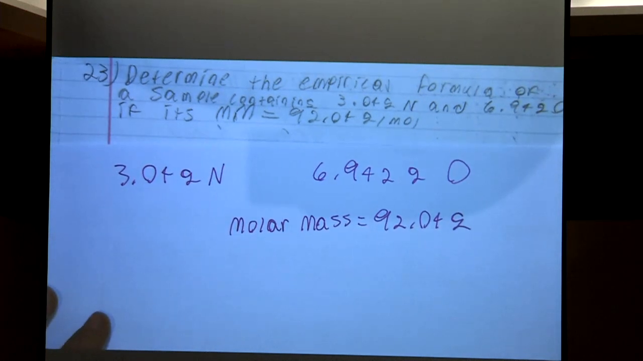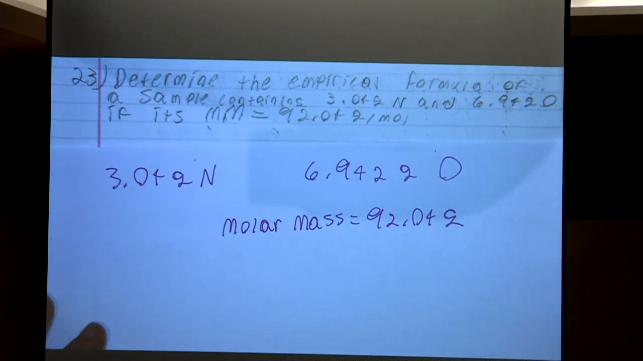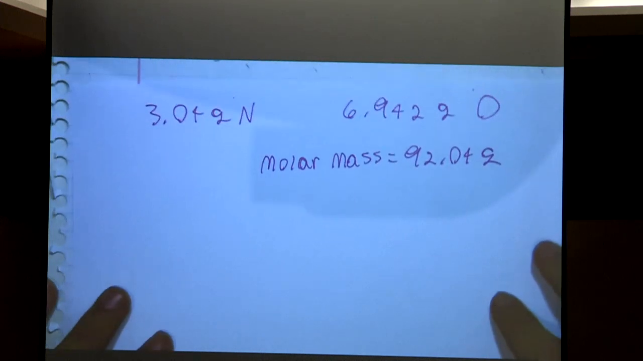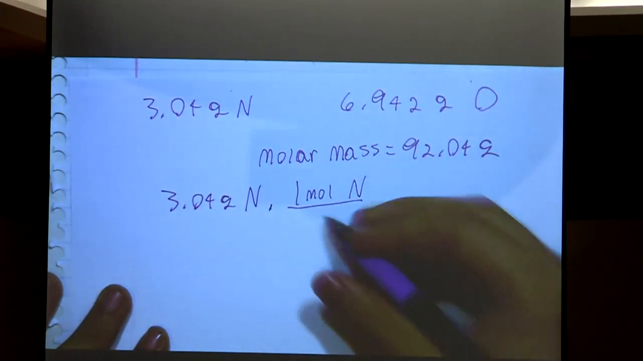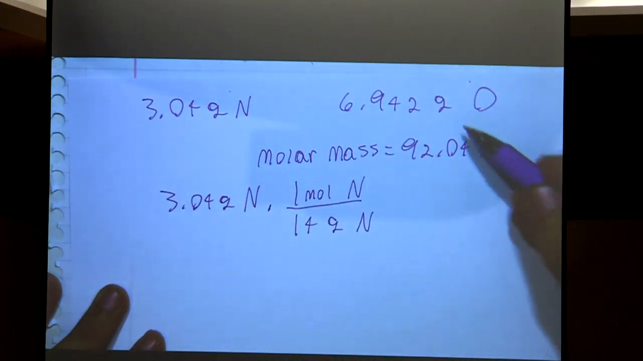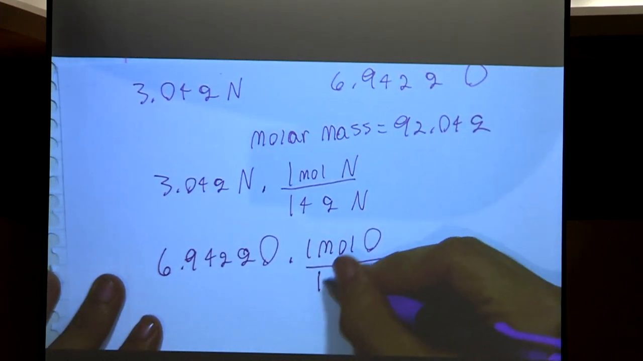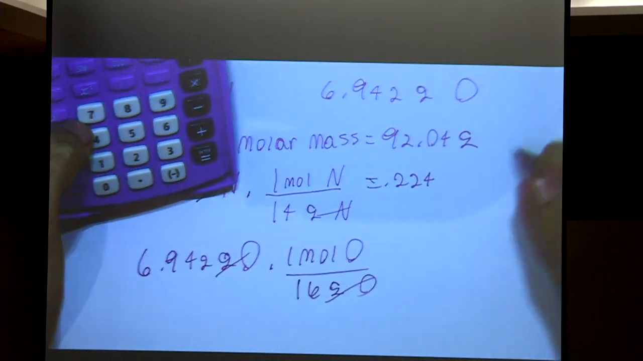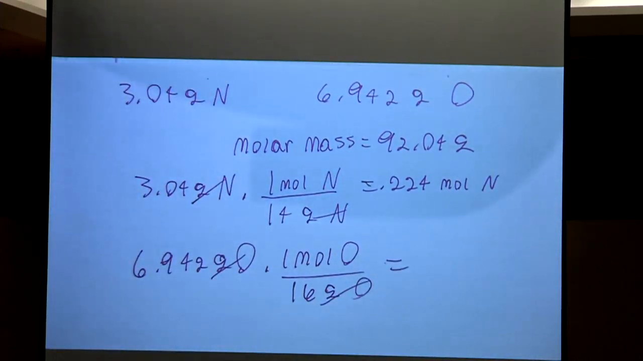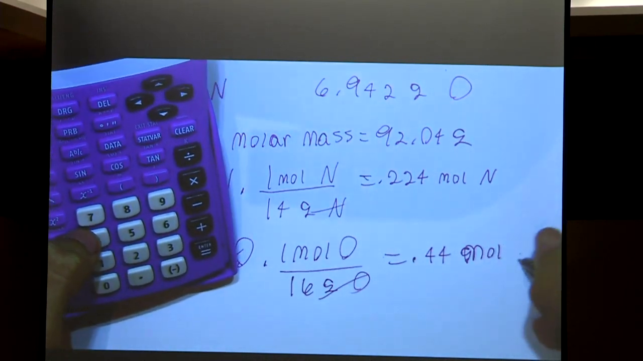So the structure for solving these problems is to convert your grams of each element to moles, and then you divide everything by the lowest number of moles. So I can take 3.04 grams of nitrogen, and in 1 mole of nitrogen, I've got 14 grams of nitrogen. Then I can take oxygen, 6.942 grams of oxygen, and in 1 mole, I've got 16 grams. So that gives me 0.224 moles of nitrogen, and 0.44 moles of oxygen.